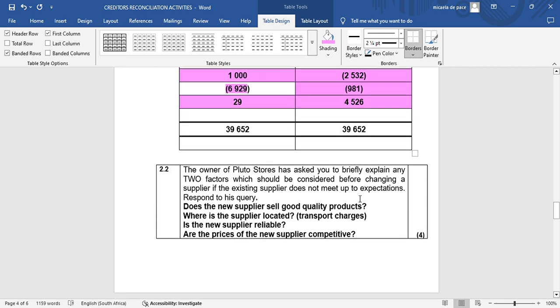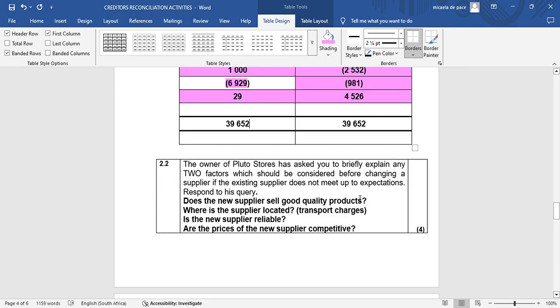There's just one short theory question here. The owner of Creditors has asked you to briefly explain any two factors which should be considered before changing a supplier, if the existing supplier does not meet up to expectations. Respond to his query. I just put a few things down here. You need to know whether the new supplier would sell you quality products. You don't want inferior quality products, so you must make sure they're good quality. Where they are located could have an impact on transport charges, especially if we have to pay for the delivery of the stock that we are ordering.